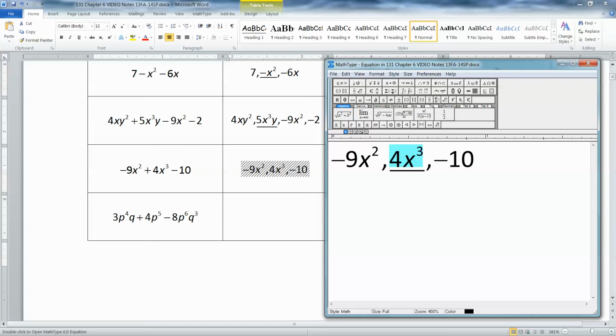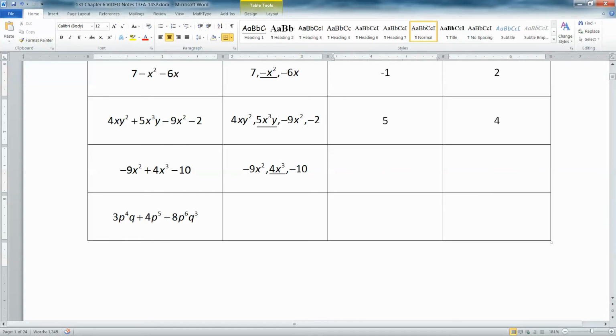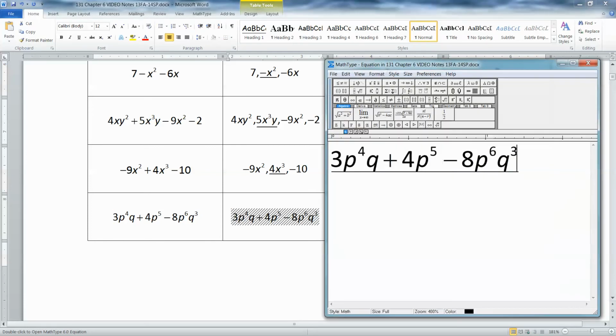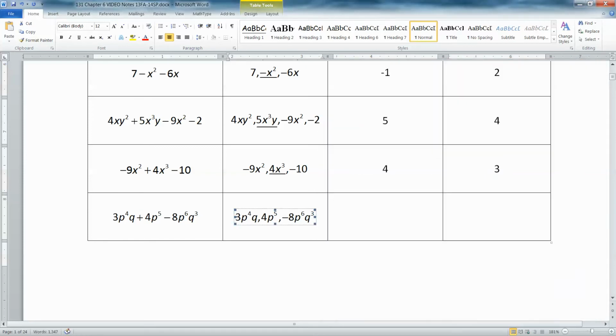There we go. So what's the coefficient for that? It's 4, and the degree is 3. All right, last but not least, I'm going to make this a little bit simpler myself. I've got 3p to the fourth, excuse me, 4p to the fifth, and negative 8p to the sixth q to the third. There we go. All right, so those are our three terms.